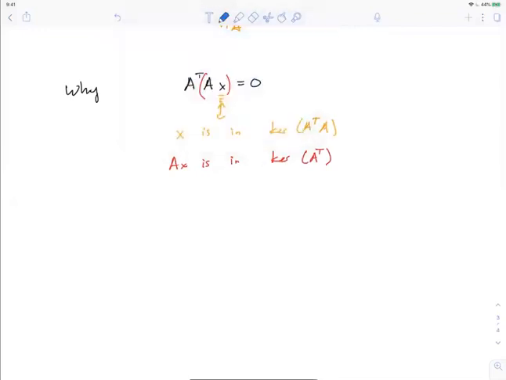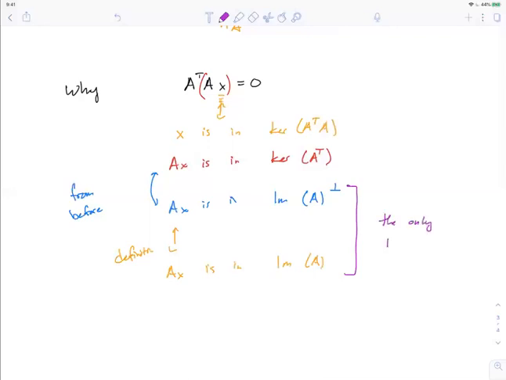From before, this means that AX is in the image of A, but perpendicular to the image of A. But on the other hand, by the definition, AX is in the image of A itself, because it's a result of what you get by multiplying by A. And the only way you can get these two things together is if something is perpendicular to itself. So the only vector that's perpendicular to itself is the 0 vector.